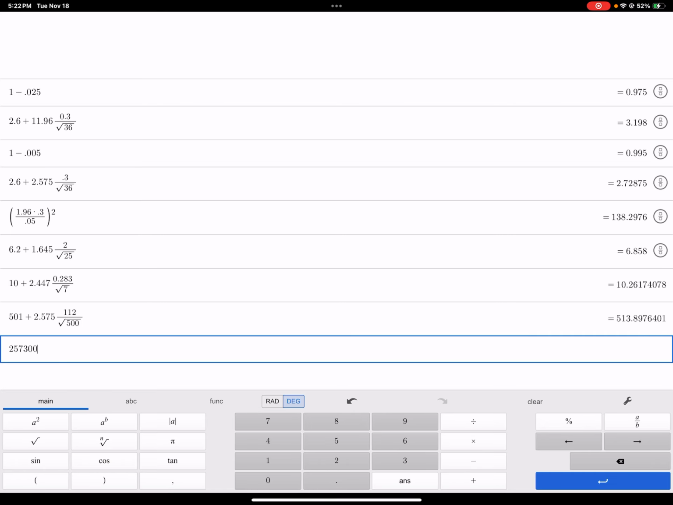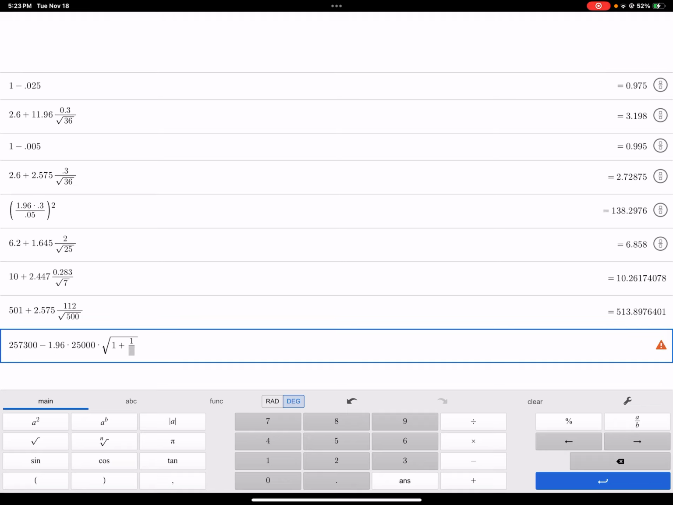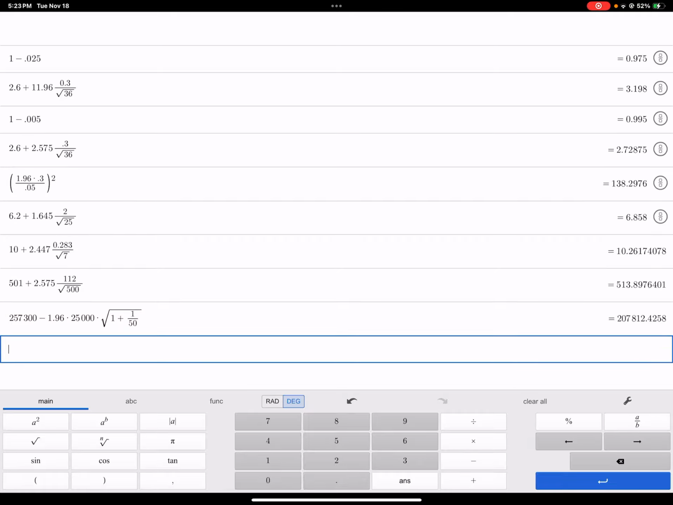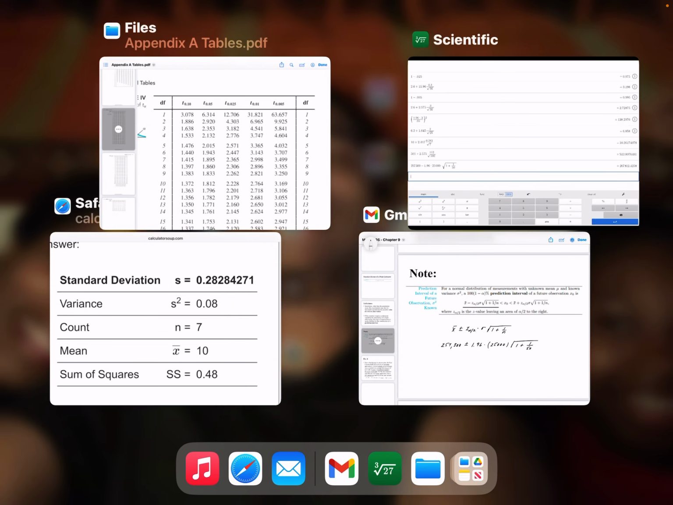$257,300 minus 1.96 times 25,000 times the square root of 1 plus 1 over 50. That gives 207,812 and 43 cents.